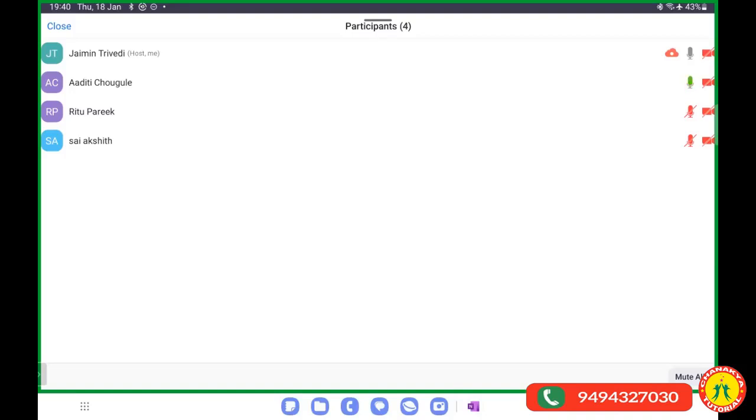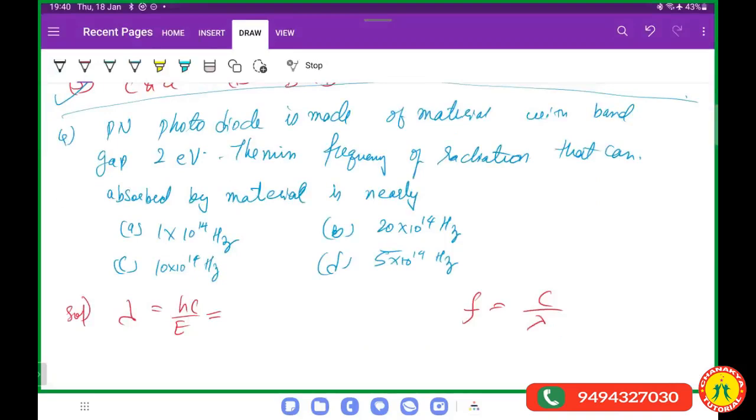So which chapter are we doing? I just joined. Oh, semiconductors. Sir, I got an answer, but it's not in the options. I got 6 into 10 to the power 14. Okay, let's see. What's the lambda you got? Keep it in eV. 6.626 into 10 to the power minus 34. Minus 34? I messed up somewhere in the calculations.